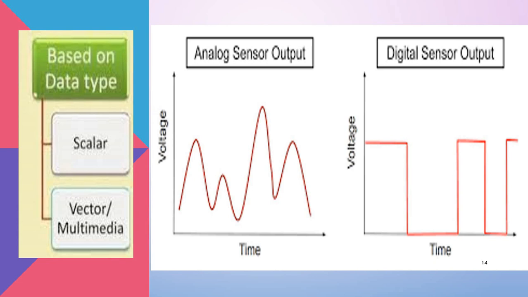A few examples of scalar sensors are those which measure the temperature of the environment and provide a numerical value, say a light intensity sensor, or pressure sensors, which measure the pressure of a fluid or gas and provide a numerical value representing the magnitude of the pressure. So this is all about sensors.